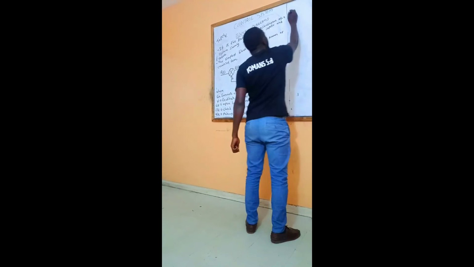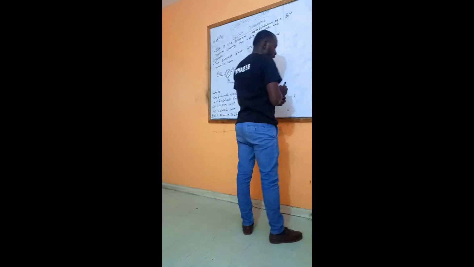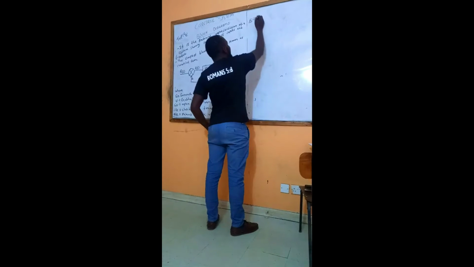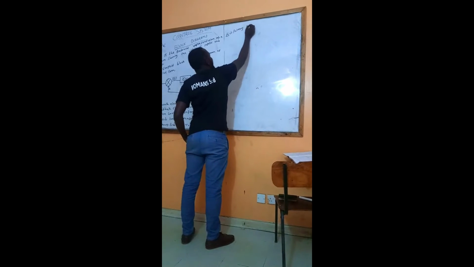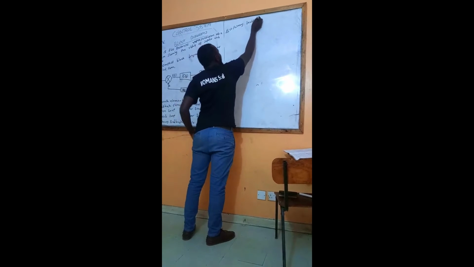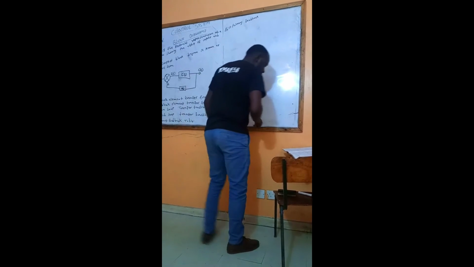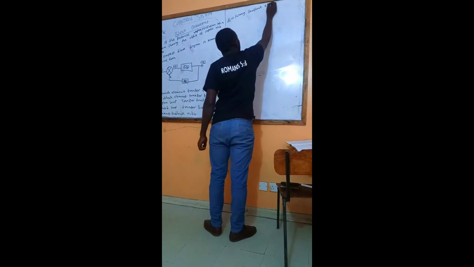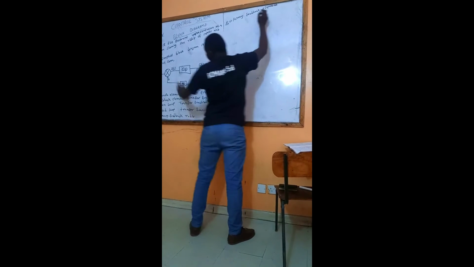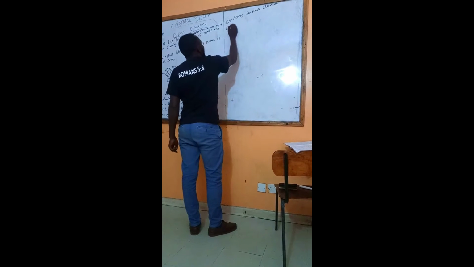Then we have B. B is our primary feedback element. And the last one is our E. E is now the error.